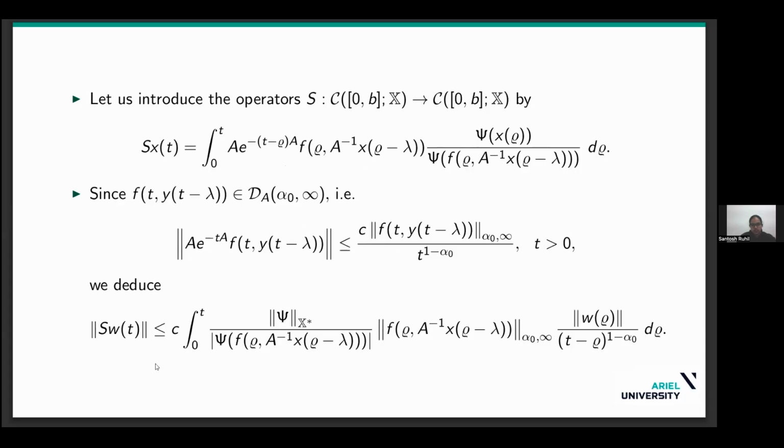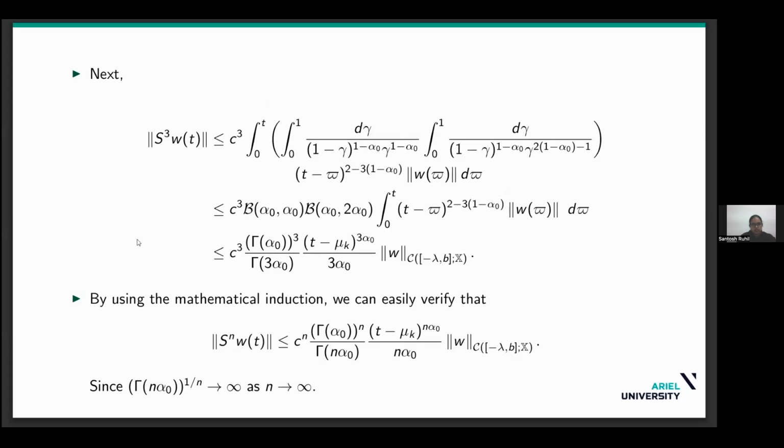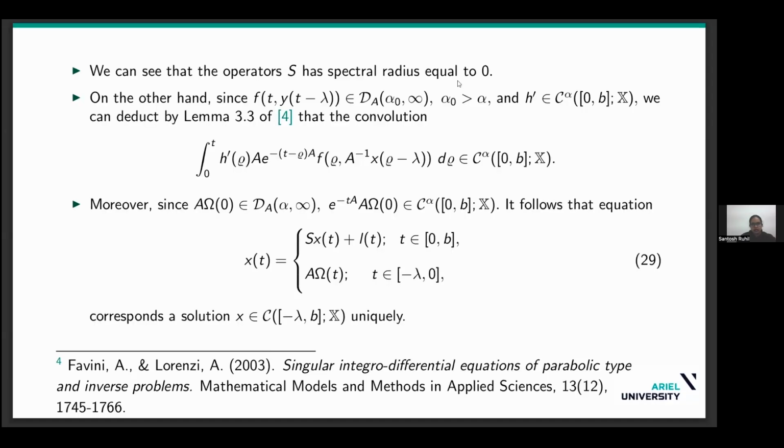So from here we can get this estimate for this S^n w t, and further, doing the calculation for S square and by using this beta function, we had the estimate for this S square w and S cube w. By doing mathematical induction, we have the following estimate for S^n w t. From here we can see that this gamma alpha naught tends to infinity as n tends to infinity. So again, the spectral radius for the operator S will be 0.